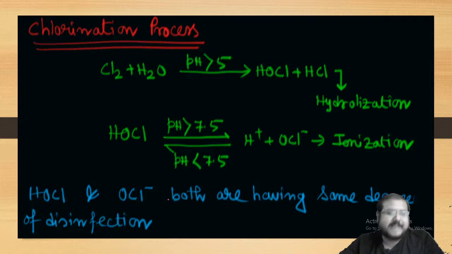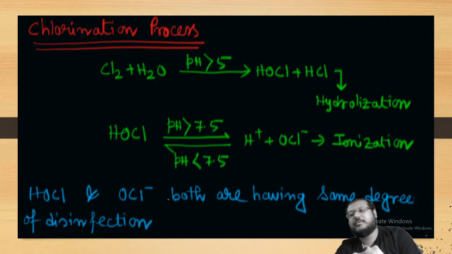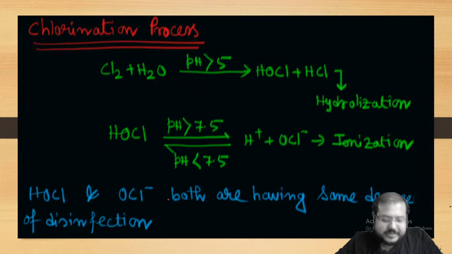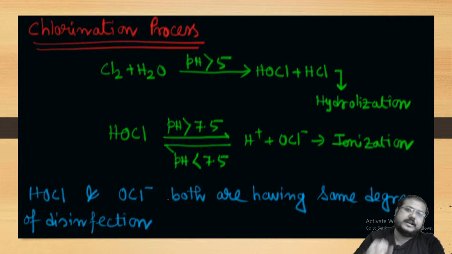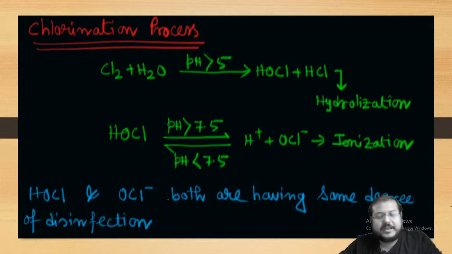So chlorination process, directly we are entering the chlorination process, the most important part of this disinfection thing. When you are applying chlorine as disinfectant, it will be called the chlorination process. But when chlorine reacts with water, if the pH is more than 5, it will form HOCl and HCl. This particular equation is called the hydrolyzation equation.